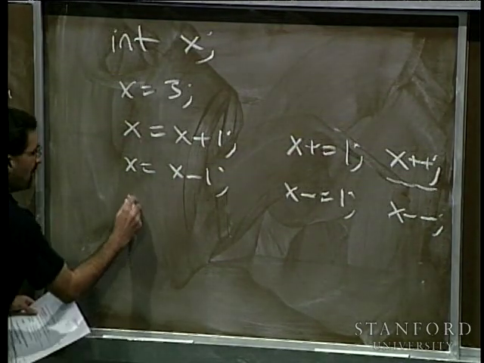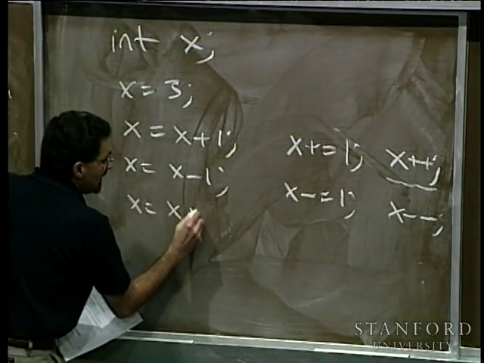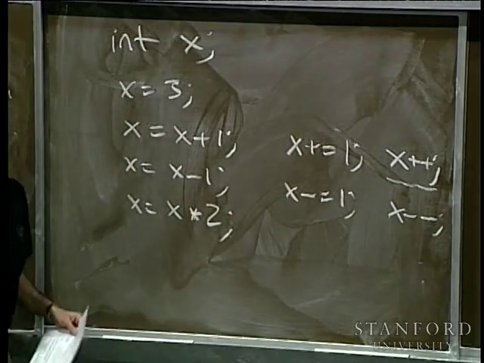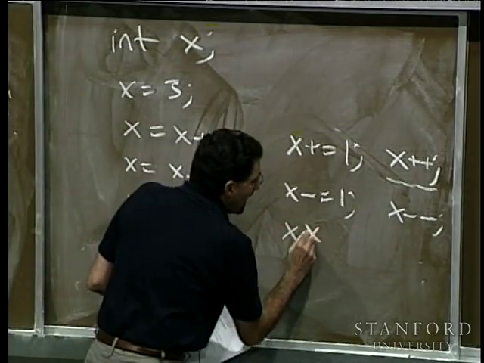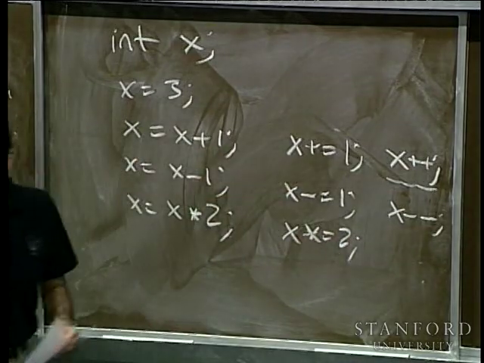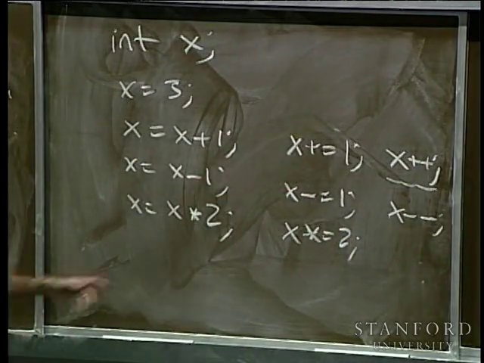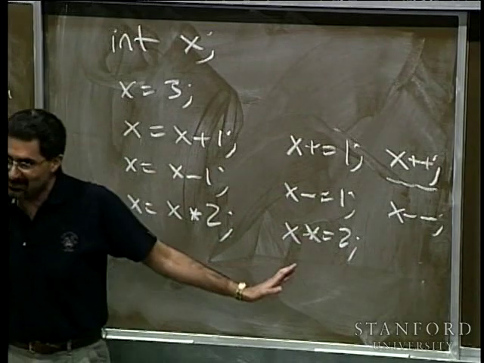You can also think about multiplication. So if you want to say x equals x times 2, like you want to double x, you could say x times equals 2, same sort of effect. So there's a times equals. There is no super shorthand for times equals; that just stops there.